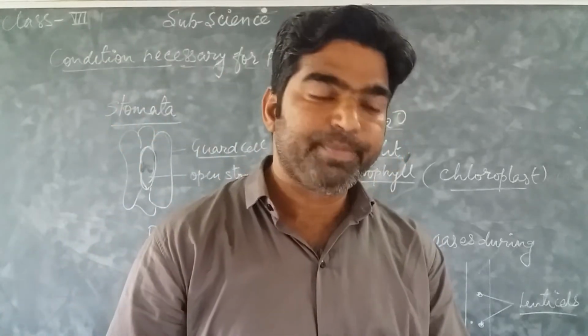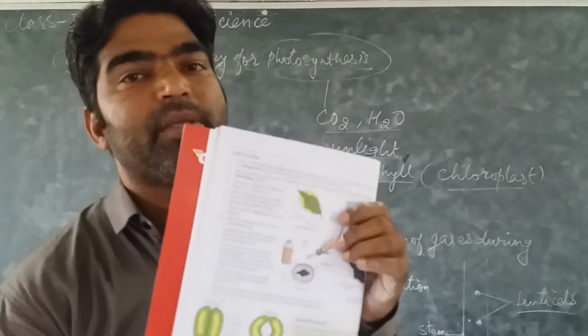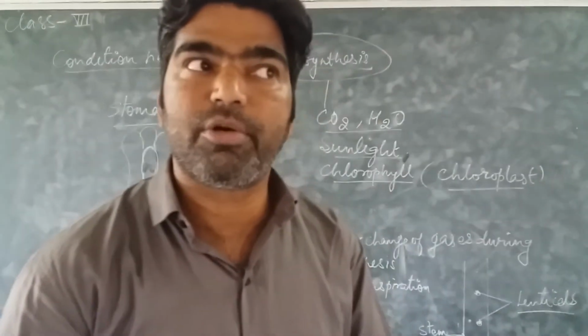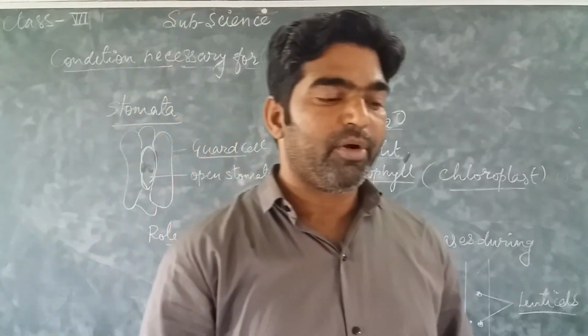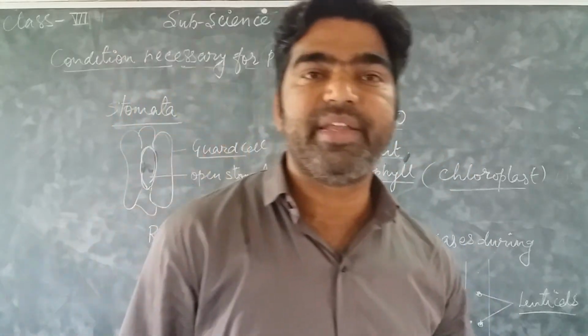You can see in your textbook, page number 10. Here one activity is given. This activity is for the test for the presence of starch in a plant body. Now first of all we should take one variegated leaf.